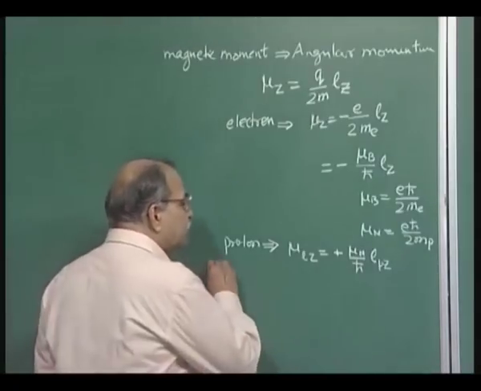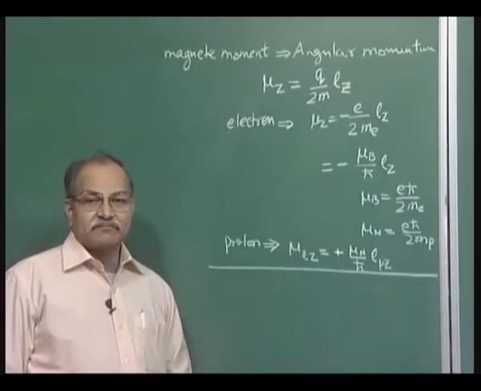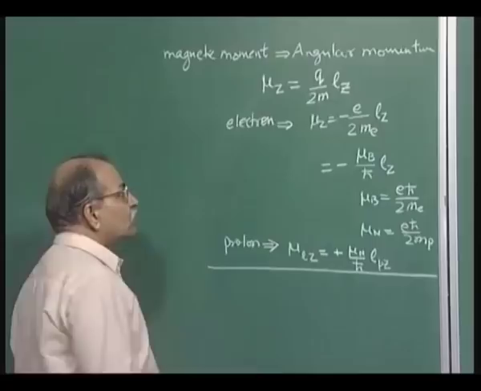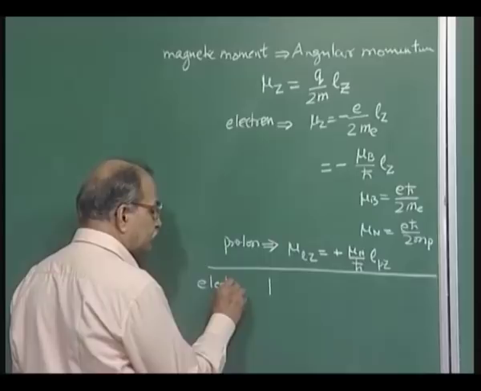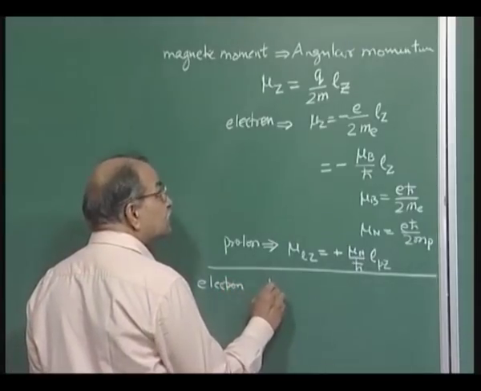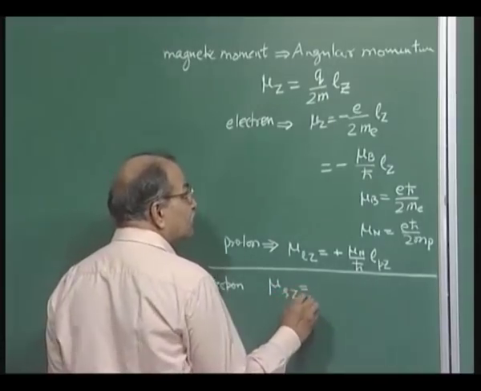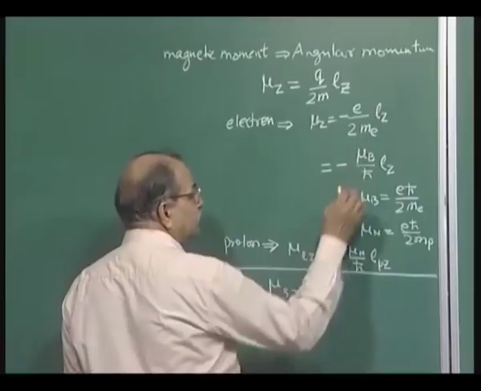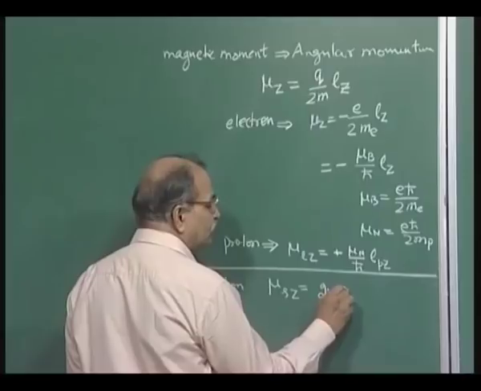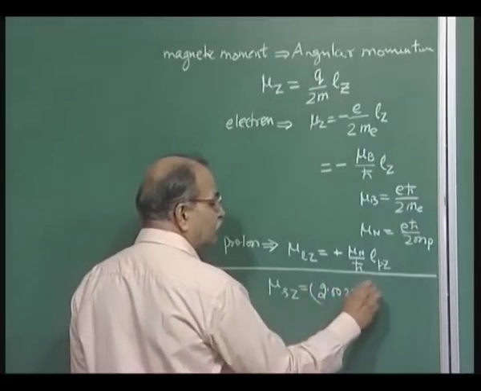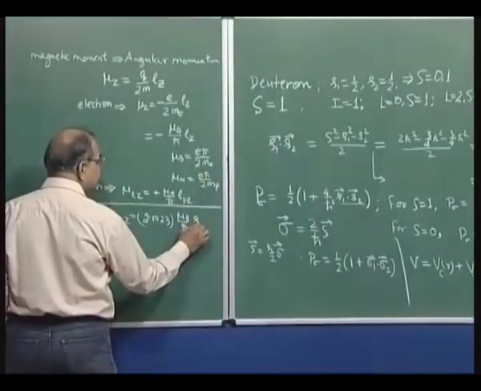But if you look at the spin dependent part, the magnetic moment corresponding to spin angular momentum. For the electron, you have this magnetic moment z component corresponding to the spin part. This is 2 times this, in fact 2.0023 times mu b by h cross and s z.